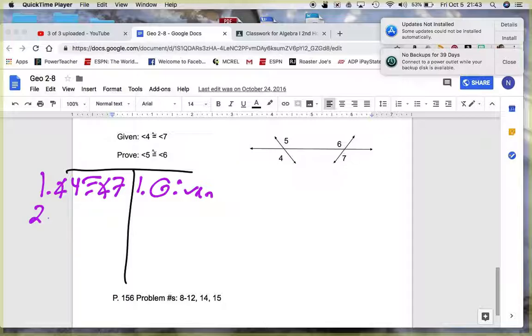So once again, your second step, and I'm going to write it in purple because it should be right there, top of your mind. If you have congruent, first thing I want to do is make them equal so I can play with them.